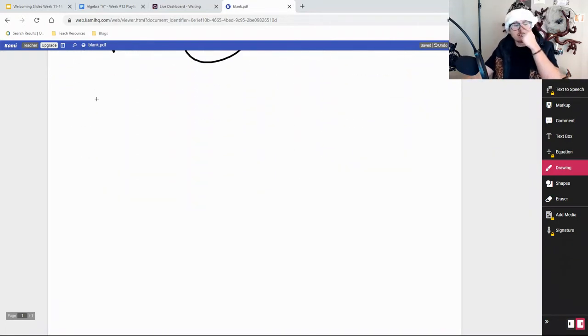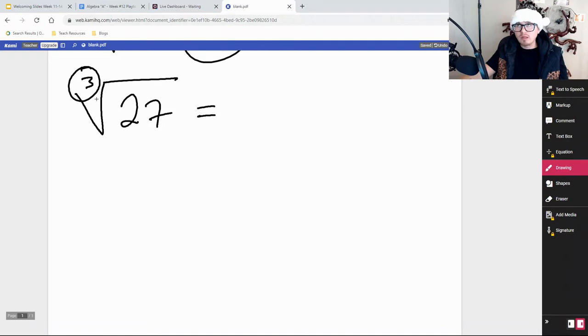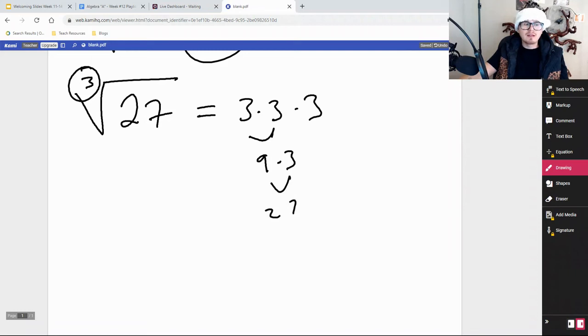That was also requested. You have a cubic root because of this sign, and this tells you what number times itself 3 times gets you the number inside. So you could do the cube root of 27. What times what makes 27? Well, 3 times 3 times 3, because you get 9, times 3, you get 27. Look at that. The cubic root of 27 is 3.